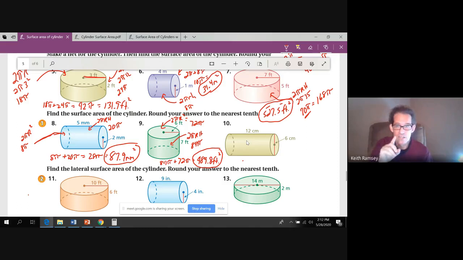Now number 10 tries to confuse you a little bit because they're giving you the diameter. You don't want the diameter for your formula. You want the radius, which is half the diameter. So let's just draw that in here. We want the radius, which is going to be 3.